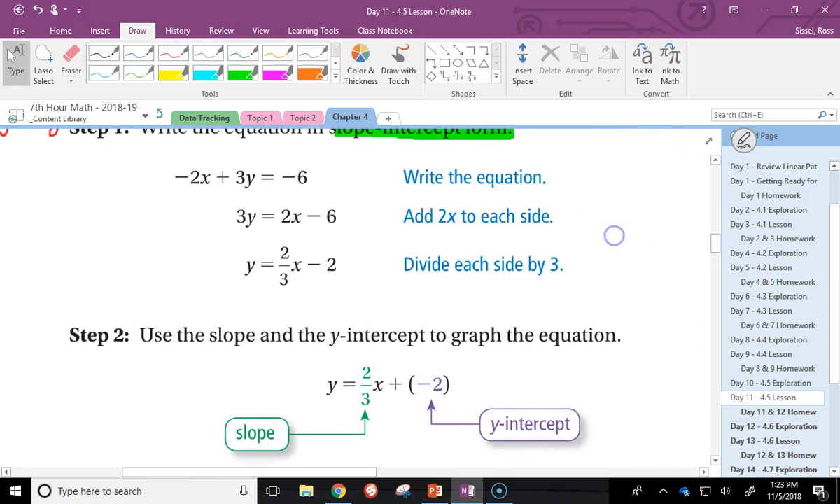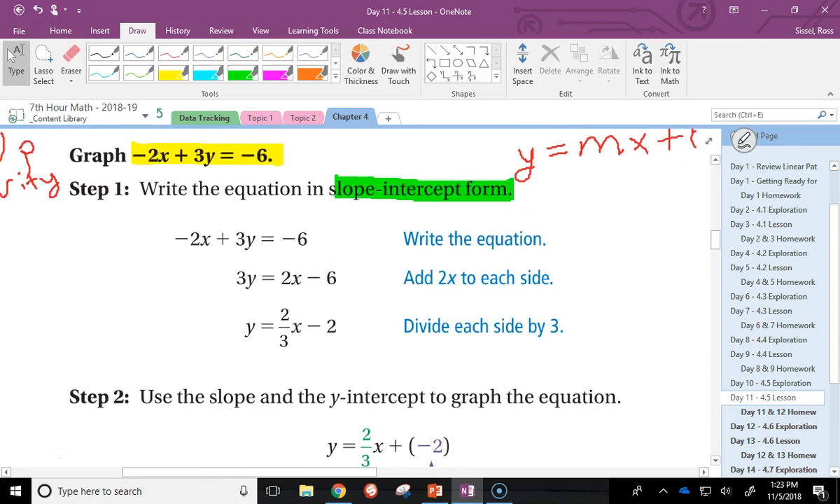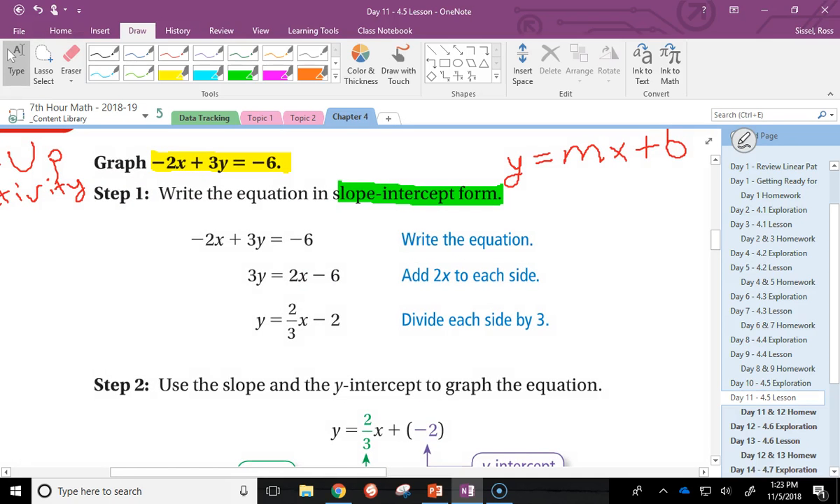The equation was negative 2x plus 3y equals negative 6. Okay? I want to solve for y. So I would add 2x to each side of the equal sign. When they did that, that's how they ended up with 3y equals 2x minus 6 because these canceled each other out and I added a 2x. Okay? This is telling me what 3 of the y's equal.